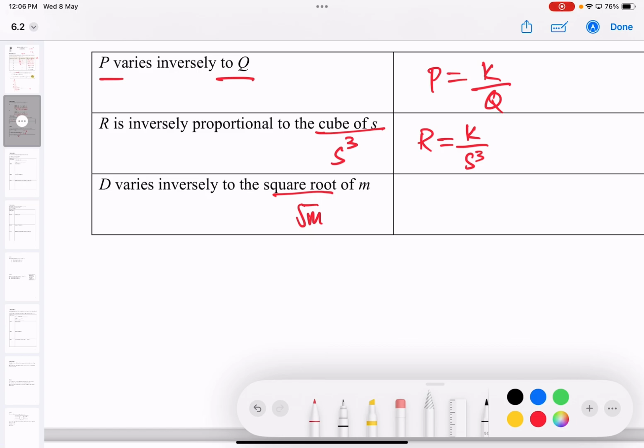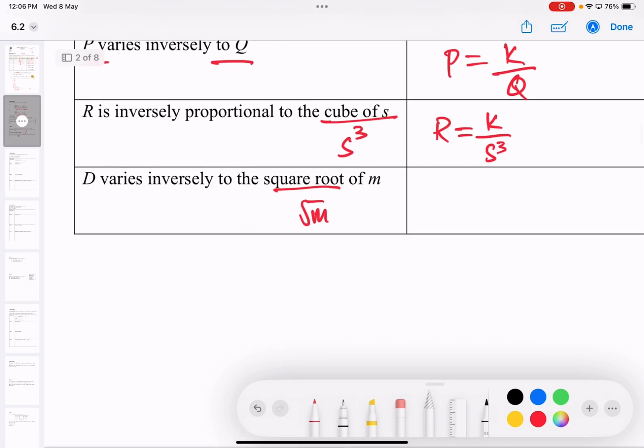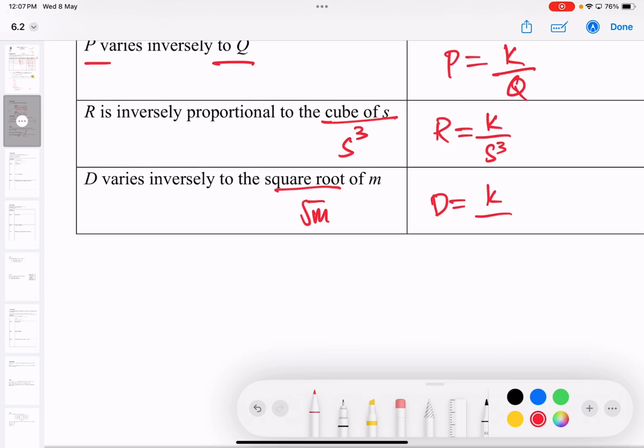Okay, come, Sharon. How am I going to write this? D is inversely proportional to the square root of m. So how are we going to write this? D equals K divided by the square root of m. Okay? Good. I think some of you are slowly getting it.